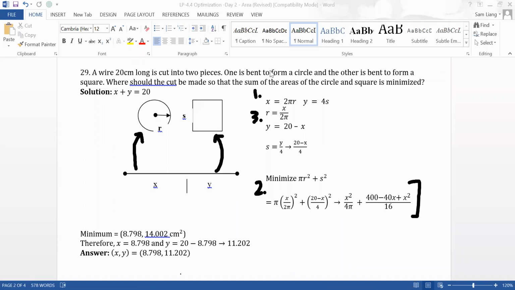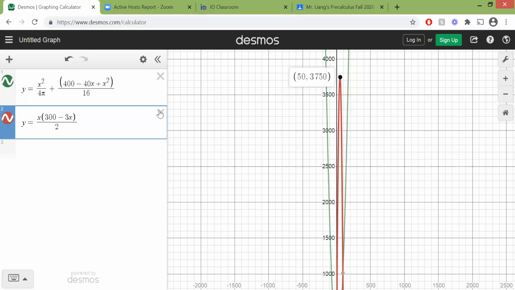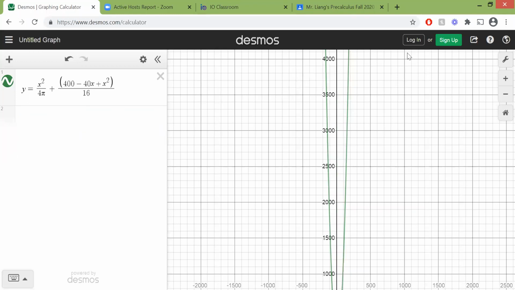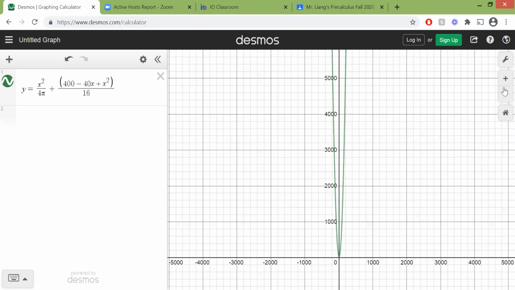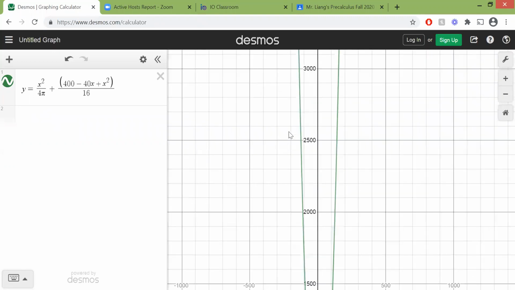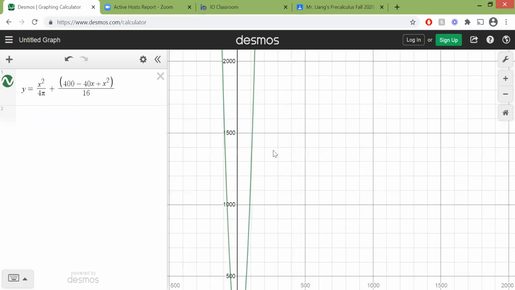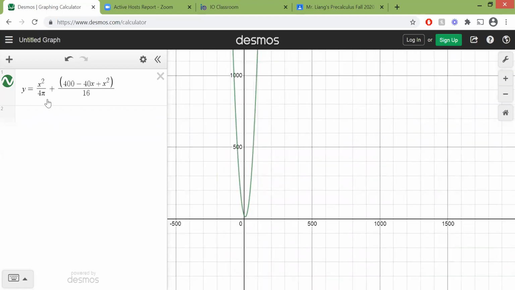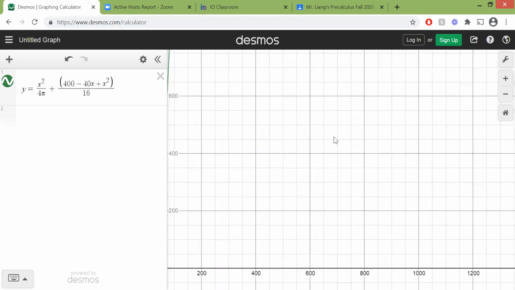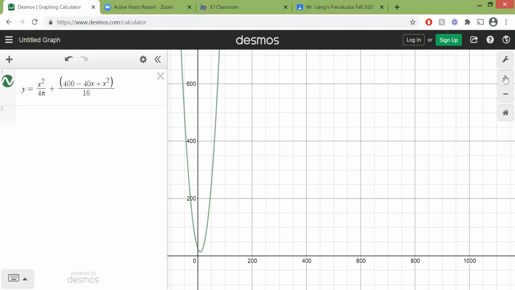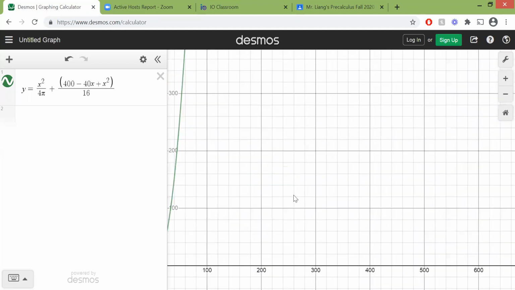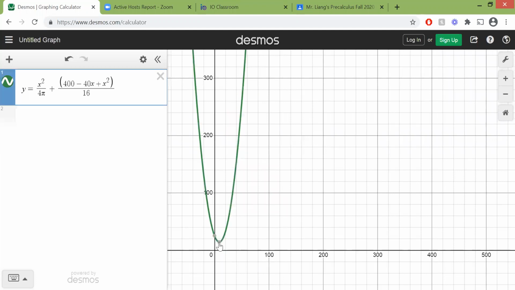So here is the function in green. We have x squared over 4 pi plus this expression, 400 minus 40x plus x squared, divided by 16. The minimum value is going to occur here. That coordinate is 8.798, 14.002.